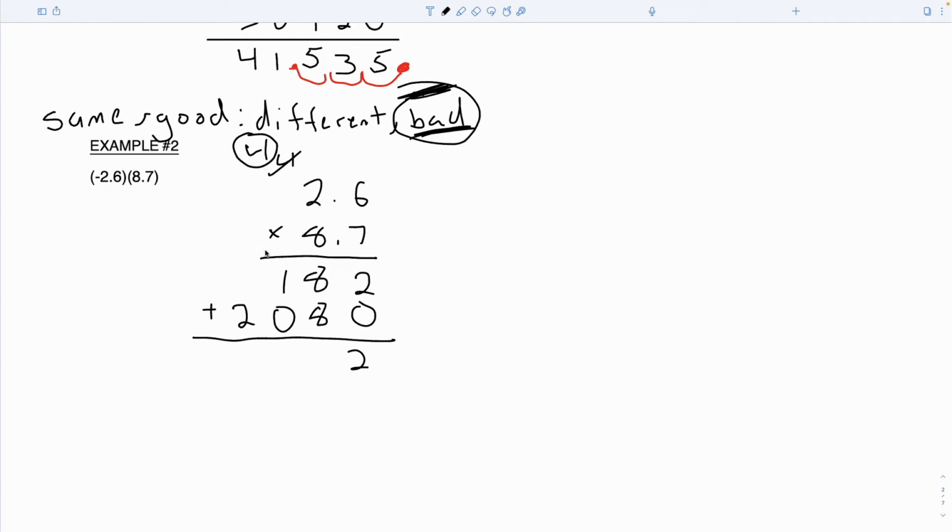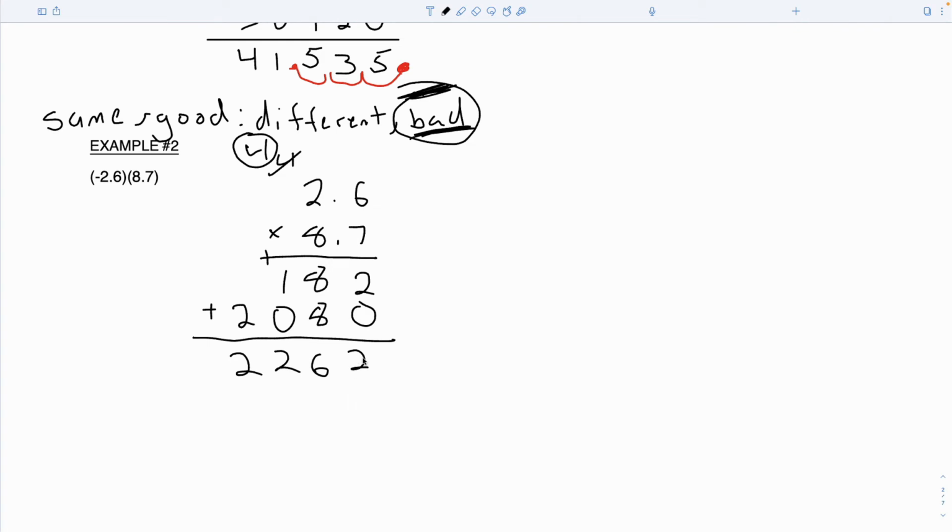2 plus 0 is 2. 8 plus 8 is 16. 1 plus 1 is 2. And 2 plus 0 is 2. Look up at the decimals. 2262, is that it? No. What did I do wrong?